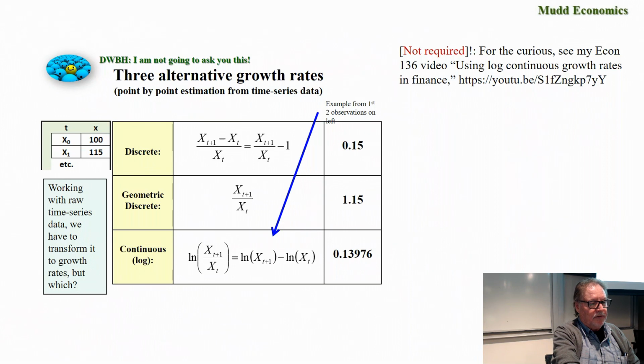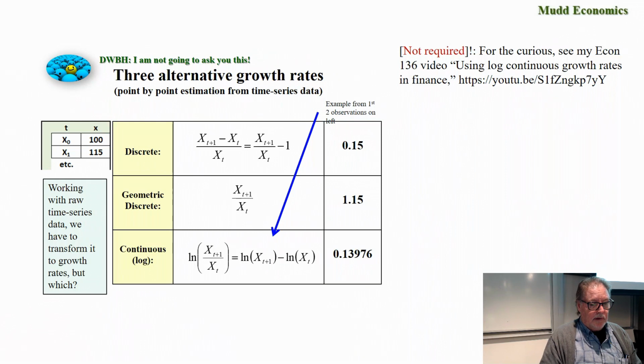And there at the top of the slide, it says DWBH. Don't worry, be happy. I'm not going to ask you this. You either know what a log growth rate is or you don't. If you're a math person, you probably do. If you're not, you probably don't. It's just, on time series data, you take the ratio of the natural logs. If you're curious about the application of this, which is common in finance, this is definitely not required for this course, but that YouTube video at the top explains it. It's pretty commonly looked up by people that want to know how that works.